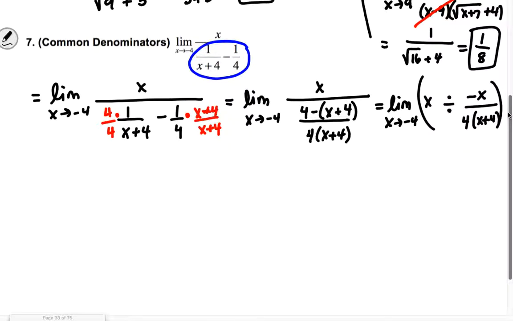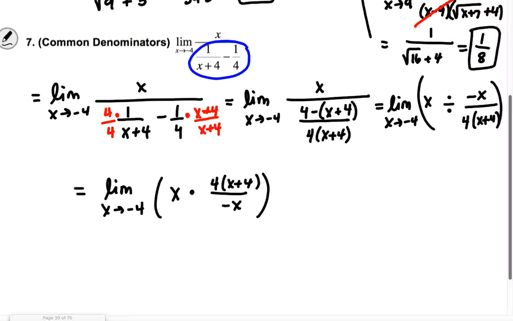All right, so we have the limit as x goes to negative 4. And we're going to do x times, and since we had divide by a fraction, we're going to flip that fraction. So we're going to have 4 times x plus 4, and then a negative x on the bottom. Make sense? So what cancels? This cancels with this, and we're left with a negative 1. And then we can plug in the negative 4. So we have 4 times negative 4 plus 4 divided by negative 1. So what does this whole thing become? 0.